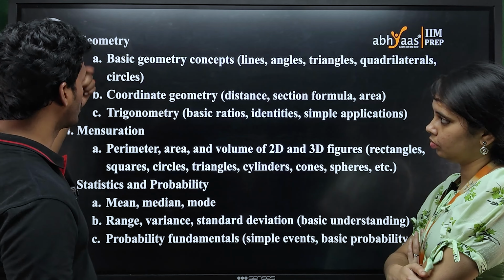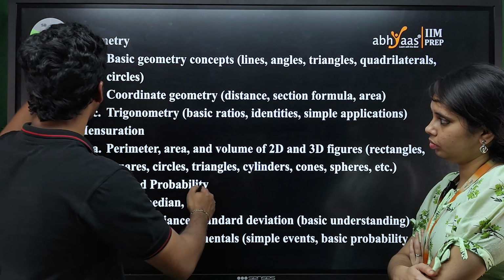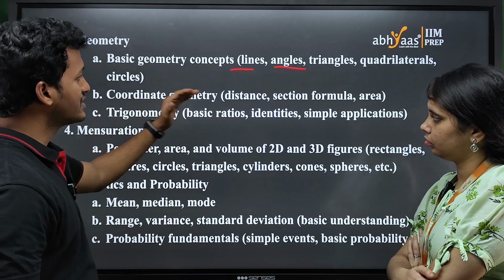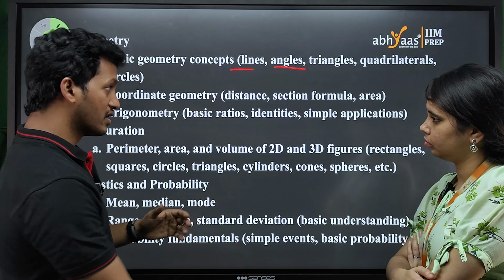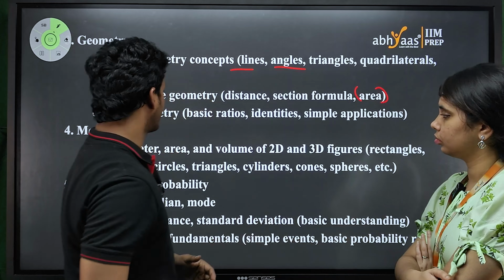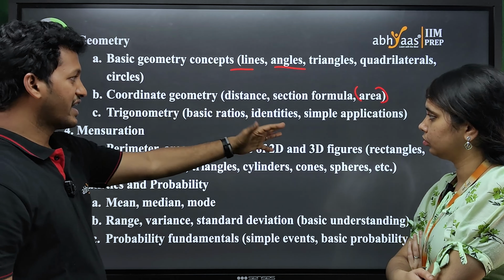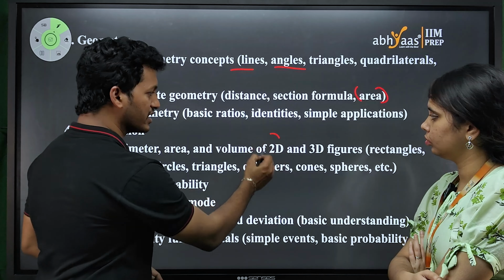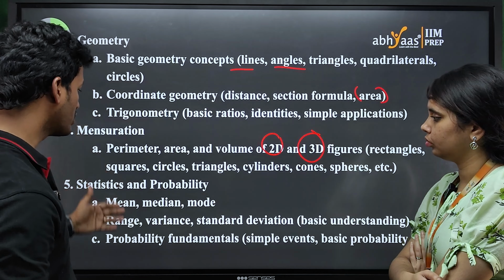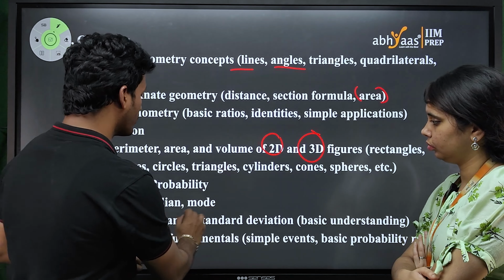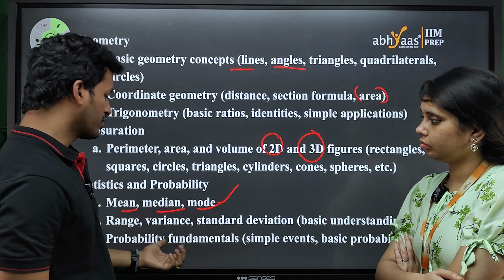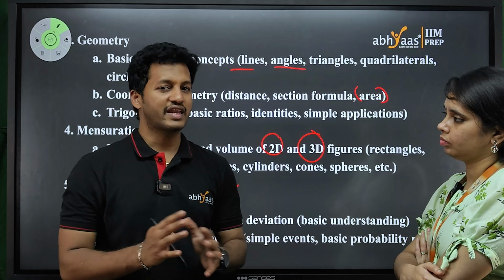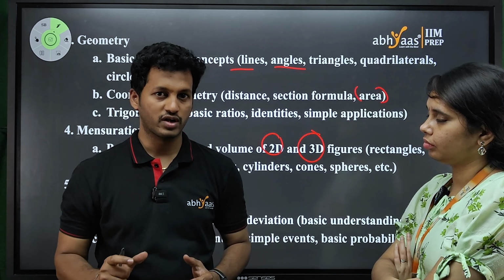So the next comes geometry. Basic geometry concepts like lines, angles, triangles, quadrilaterals, circles, coordinate geometry, distance, section formula, area. This type of question is asked in Indore as well. Then trigonometry: basic ratios, identities, simple applications, and mensuration, where 2D and 3D are also there. And coming to statistics, the modern maths: mean, median, mode, the statistical part, and probability along with permutations and combinations will complete our section. In and around, we are going to discuss the top 50 models in this.